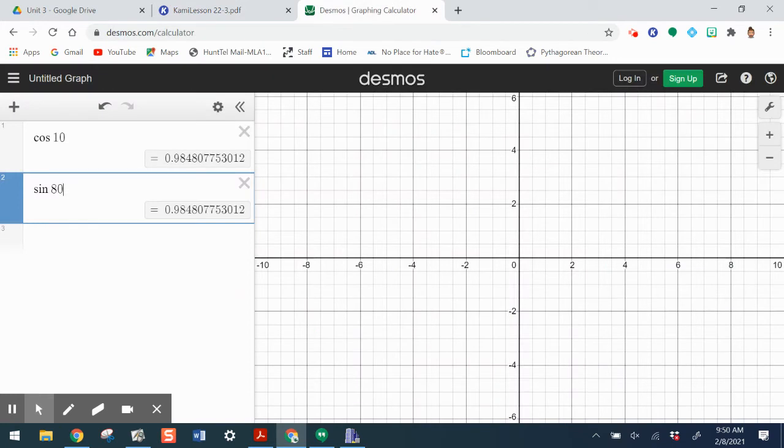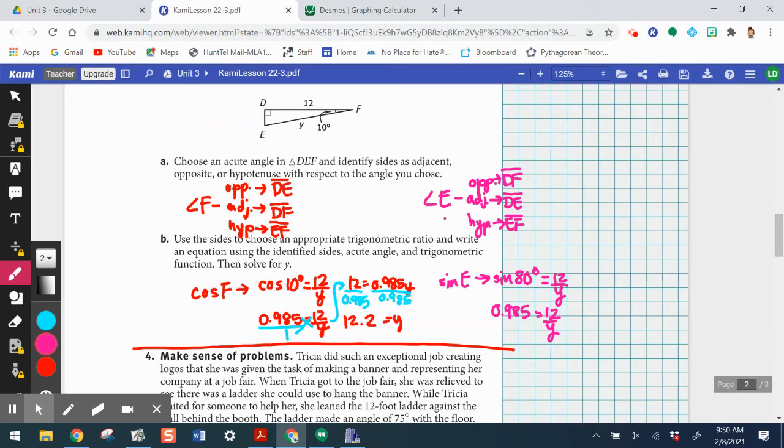So the cosine of 10 is 0.9848, and the 8 rounds the 4 up to a 5. So instead of writing cosine of 10, I replaced it with the decimal approximation, 0.985. And then, using the method that I'm trying to stress to you, I wrote this side as a ratio, writing it over 1, and then did cross multiplication.